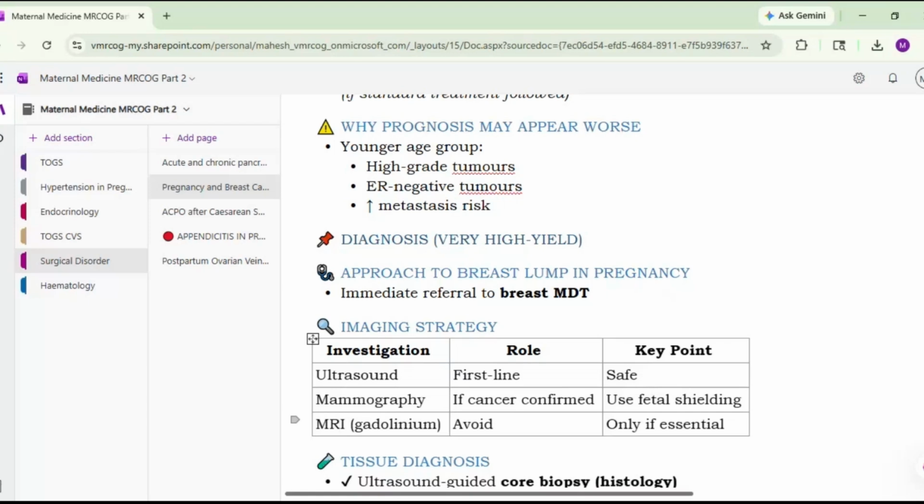Now coming to the imaging. Which investigations are safe? That also we should know. Ultrasound is the first-line investigation.